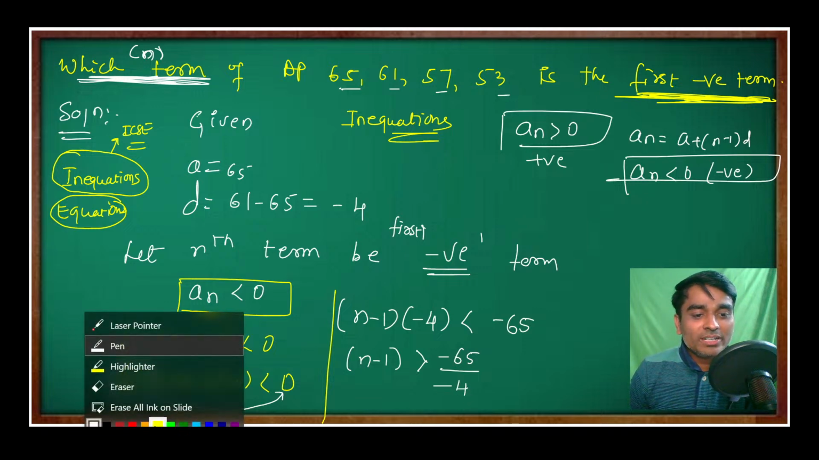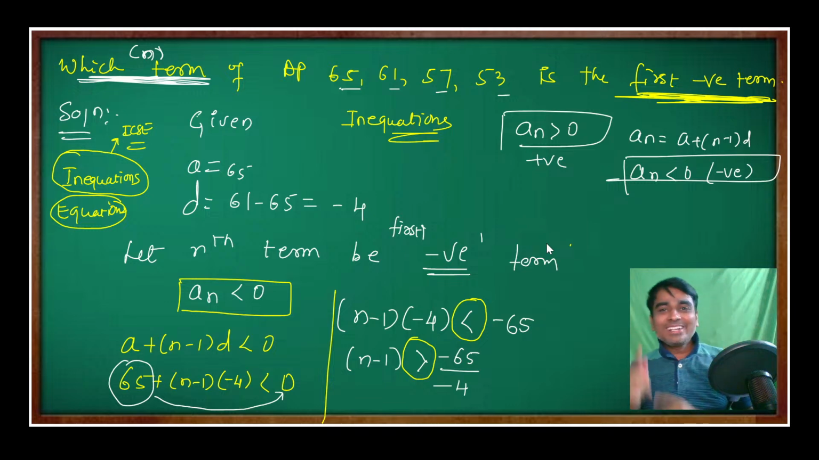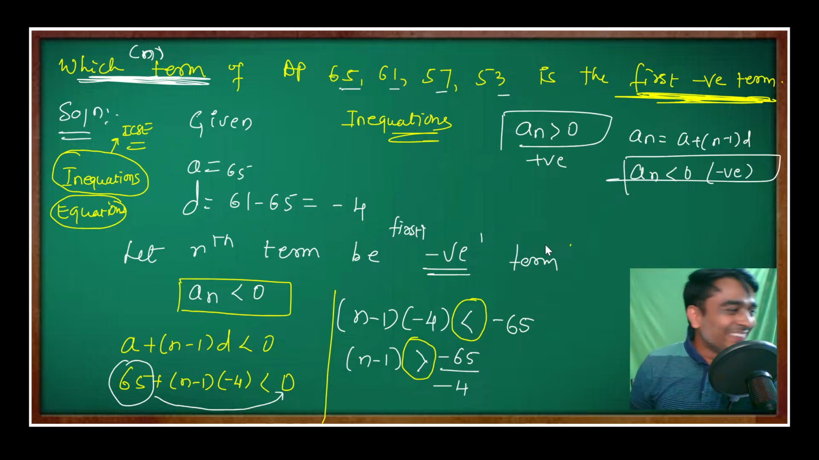Did you observe what I did? I changed the smaller to greater. Why did I do this? Only I know, and I want you to know. I'll tell you. Now cancel this minus and this minus. This is 65 by 4 now. Just the minus minus got cancelled, 65 by 4.